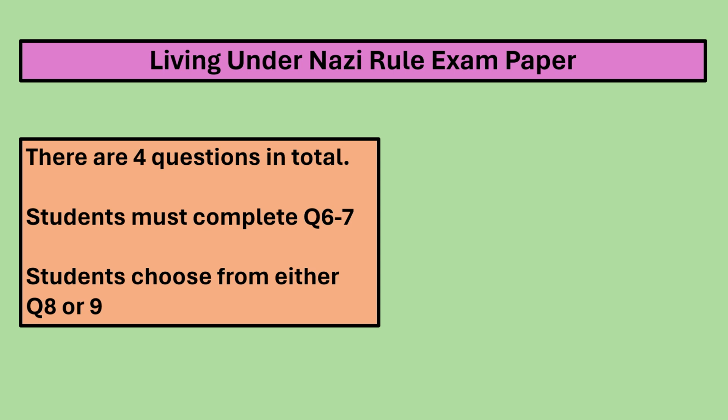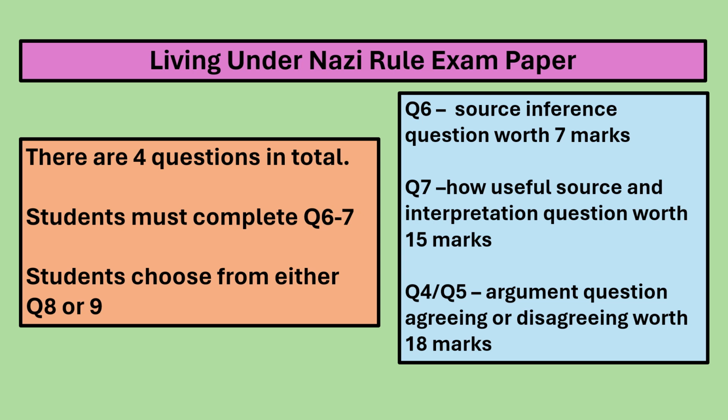So the Nazi Germany paper is broken into 4 questions. You need to answer 3 of those 4 questions. Questions 6 and 7, and then a choice of question 8 or 9. The numbers are slightly different because you'll have already completed the America paper first of all, so that'll be question 1, 2, 3 and 4, and so on. So on Living Under Nazi Rule, questions 6 to 9.